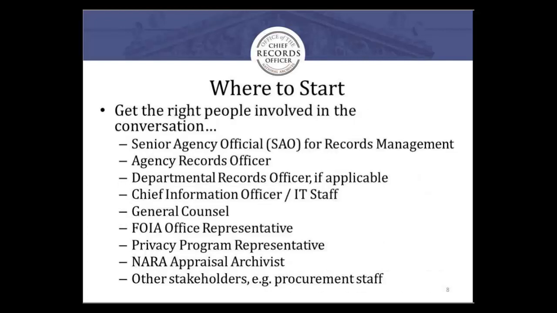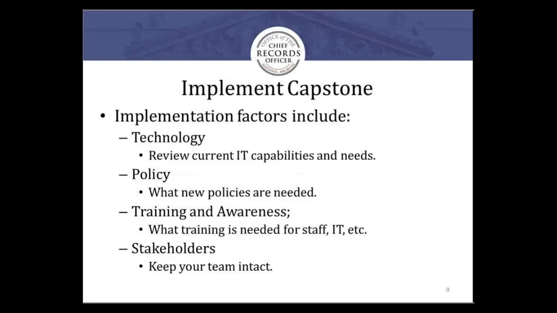If you want to implement Capstone, where do you start as a manager? The most important thing you can do is get the right people involved in the conversation. It is important to have the senior agency official for records management and the agency or departmental records officer involved from the beginning. Others who can provide great insights and support are the CIO or senior members of the information technology staff, the general counsel, the FOIA office, the privacy program, and of course your budget organization. NARA staff, particularly the NARA appraisal archivist assigned to your agency, is also available to participate in the conversation and the planning.